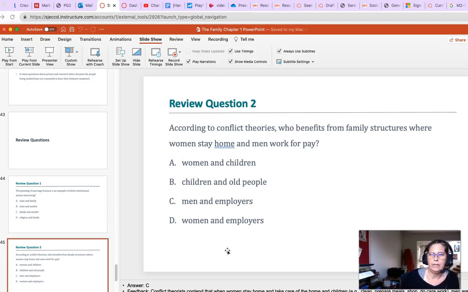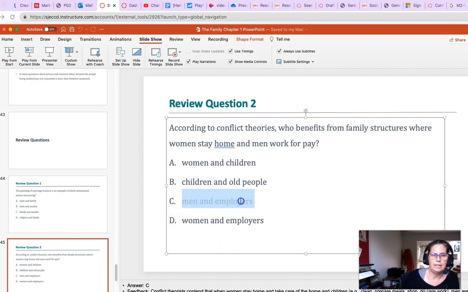According to conflict theories, who benefits from family structures where women stay home and men work for pay? Well, that's going to be men. Men are benefiting. They're going off to work. They're leaving the laundry and the dirty dishes at home and the kids. They're going and doing their thing. The employers also benefit because they've got this man who is completely focused on what they're paying him to do.